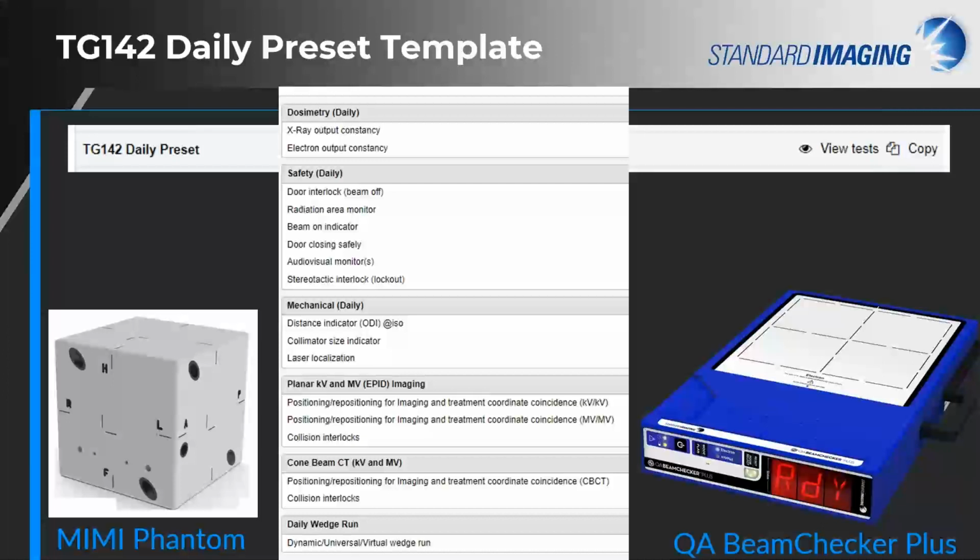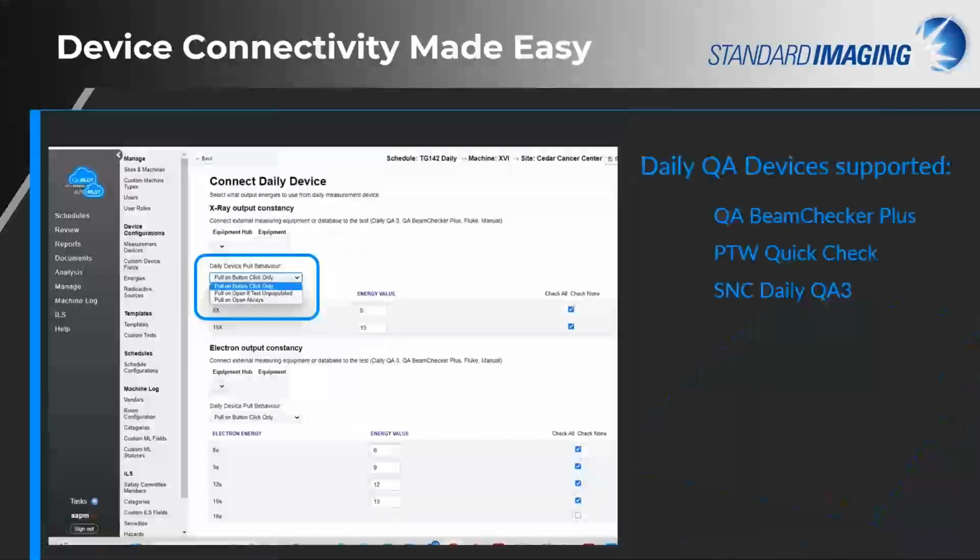QA Pilot is a repository for data either input directly into the QA schedule or uploaded from your QA devices. Here I'm showing two examples that you use on a daily basis, a QA Beam Checker Plus for the dosimetry test and the Mimi Phantom for those planar and CBCT positioning repositioning tests. QA Beam Checker Plus is the fastest and simplest daily device on the market, thanks to its patented automatic energy detection. Its integration with QA Pilot is now faster than ever by setting the automatic upload of data in the QA settings.